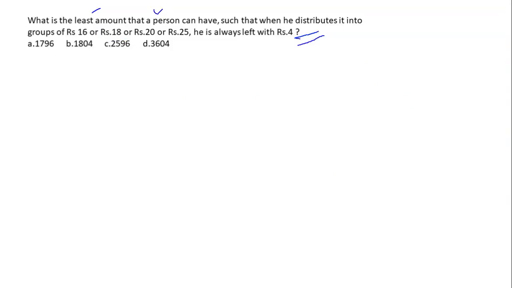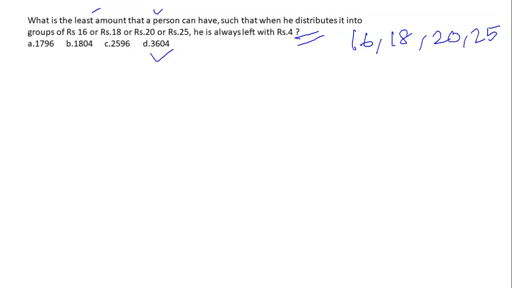So 16, 18, 20, 25 are distributed, and he still has 4 as remainder, which means that number is divisible by 16, 18, 20, 25. So he's always left with 4. The option minus 4, that number should be divisible by 16, 18, 20 and 25. Correct?